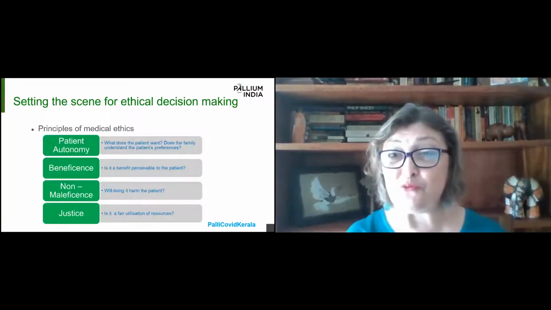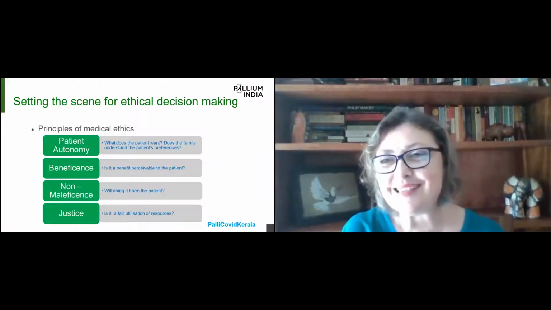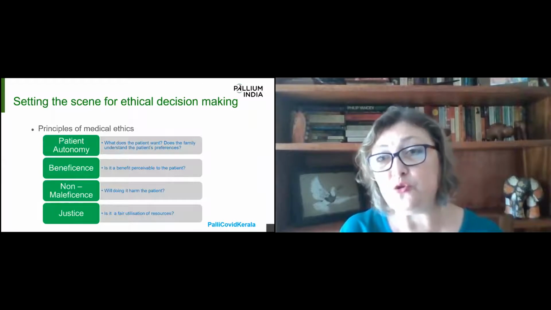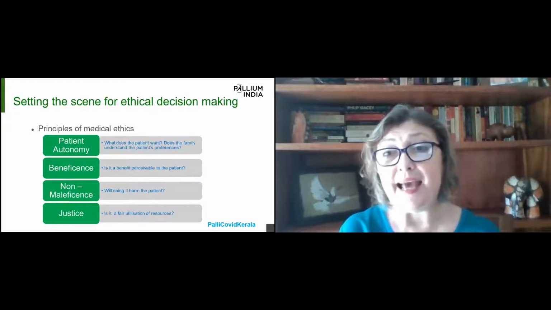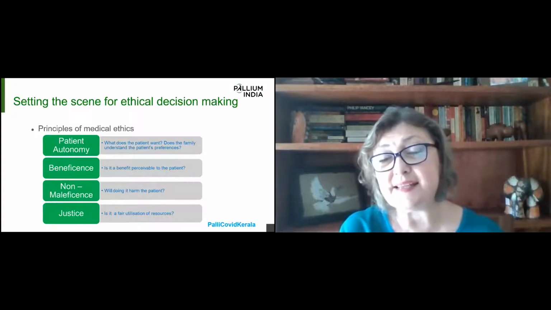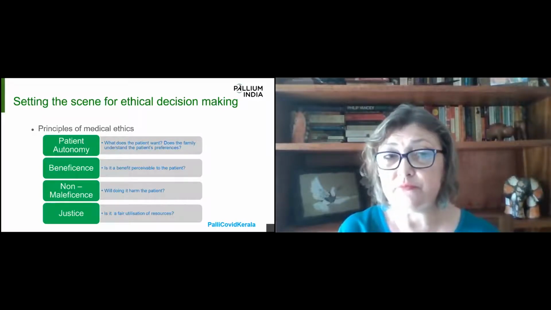So did you remember the 4 principles? Just to briefly remind us, autonomy, the ability for a person to make their own choices. Of course, to do that, you need effective communication, you need truth-telling, you need honesty, and you need some trust. The family need to be involved in that, particularly in collective societies, but the patient should be able to make their own decisions if they would like to.